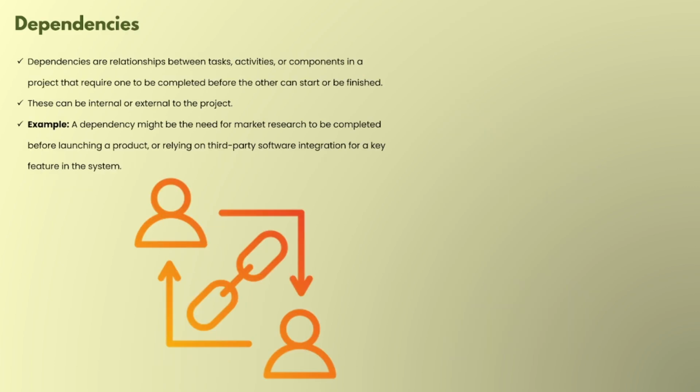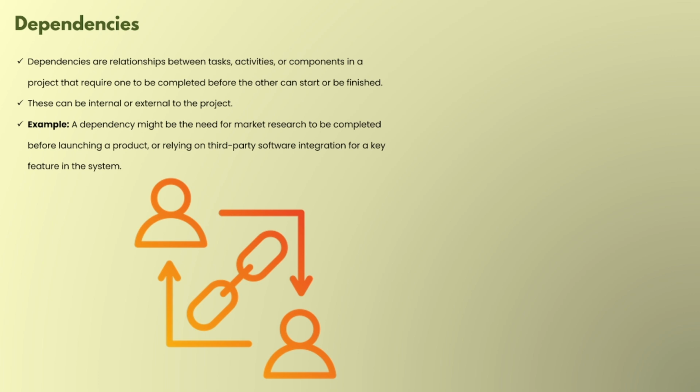Now next is dependencies. Dependencies are relationships between tasks, activities or components in a project that require one to be completed before another can start or be finished. Well, this means some tasks in a project are linked. One can't begin or end until another one is done.